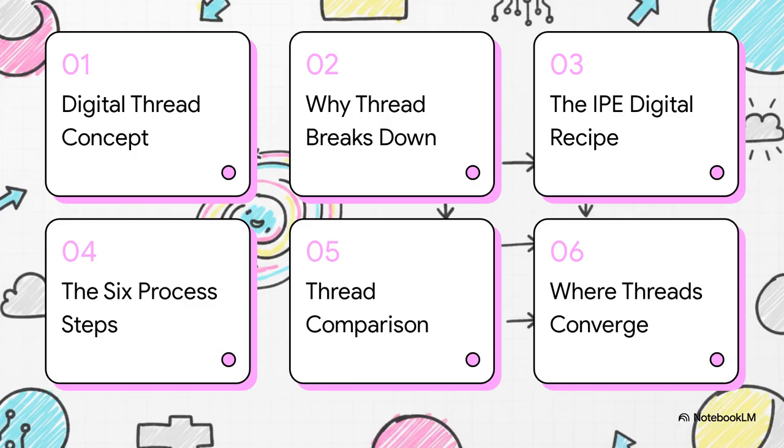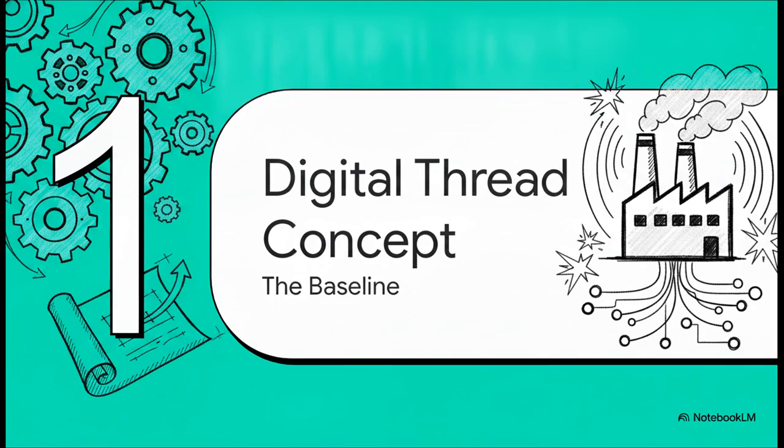So, here is our roadmap to untangle all of this. We're going to cover the baseline digital thread concept, why it breaks down outside the factory, the IPE Digital Recipe, its 6 process steps, a side-by-side comparison, and finally, where these two powerful frameworks actually converge. We'll build this up logically, step by step. All right, starting us off with Section 1, the digital thread concept.